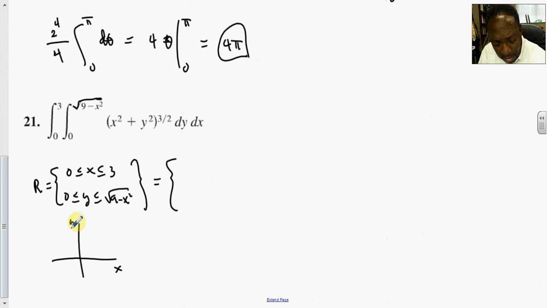This is x and y. Here, x goes from 0 to 3. And then y is a circle, but it's not the semicircle. It's the fourth sector here, because x is going from 0 to 3. If x was going from -3 to 3, then we have the top semicircle, right? So if that be the case, the radius goes from 0 to 3, but theta goes from 0 to pi over 2.